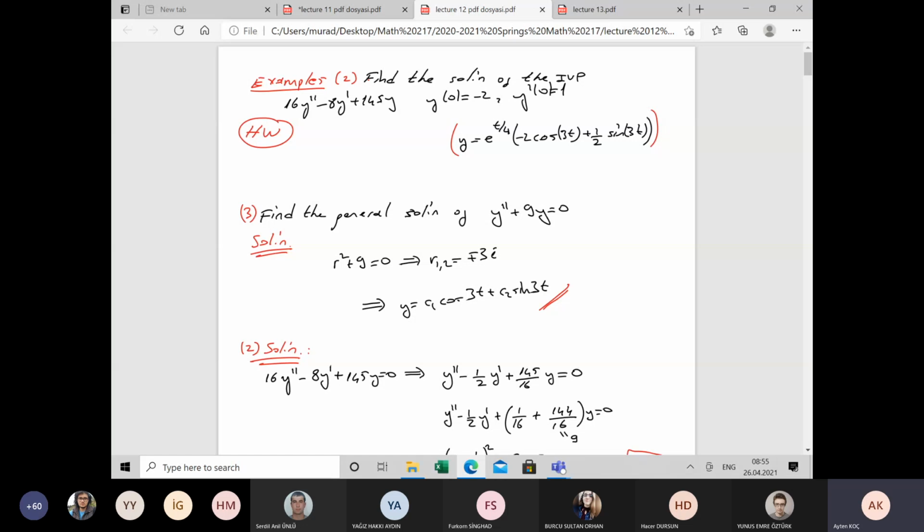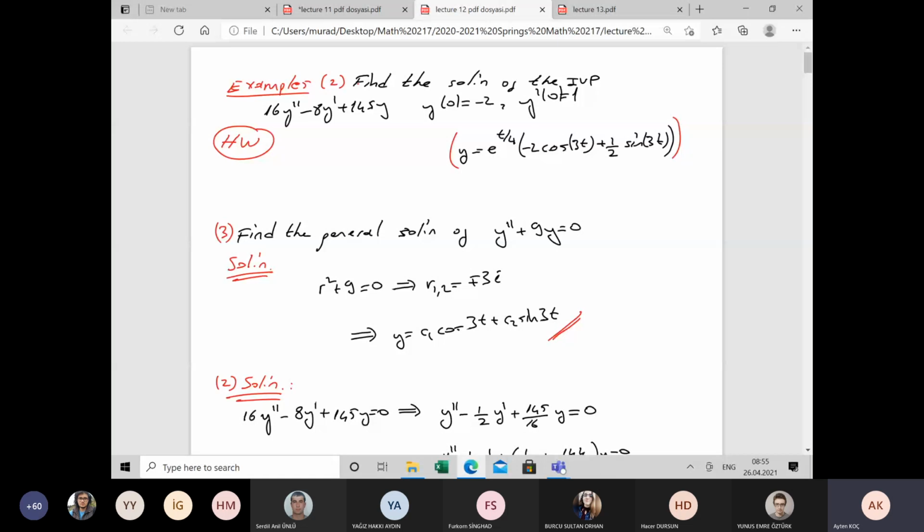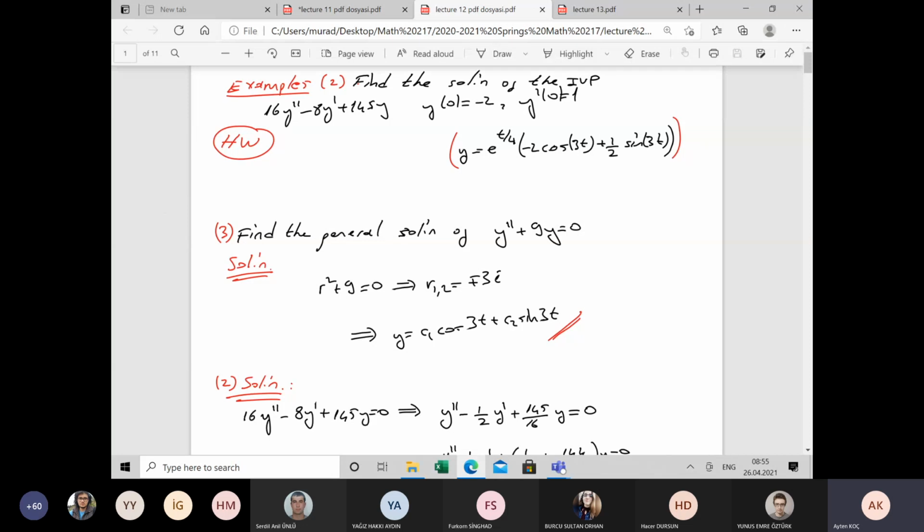So let's give an example. Find the solution of the initial value problem. This one is okay, and we have two initial conditions. We claim that this one is a solution. This one is homework. And the next one, find the general solution of this one.